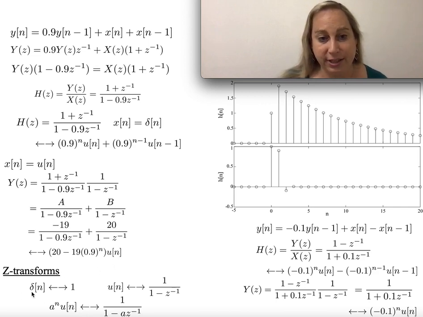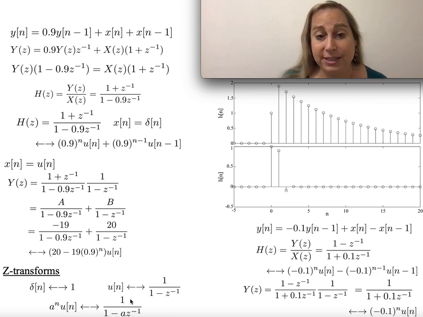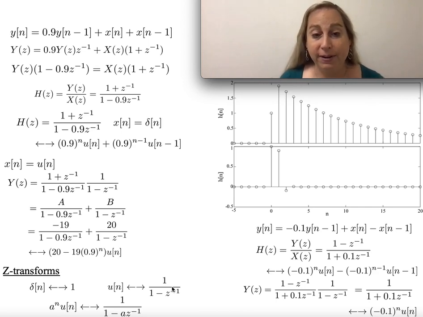But interesting things like the delta function. A delta function transforms to a 1. A step function is 1 over 1 minus z to the minus 1. And if I have a to the n times u of n, I get 1 over 1 minus a z to the minus 1. These two things can come about even from looking at an FIR filter, say for a boxcar response, and then taking it to almost an infinite length. And I get these kinds of functions when I'm done.